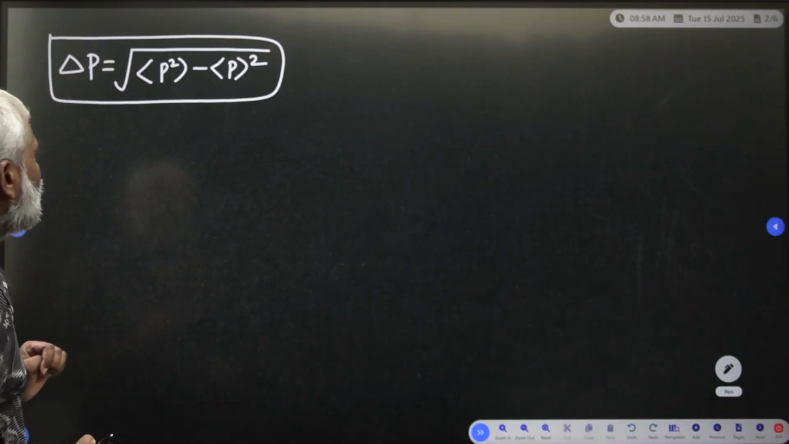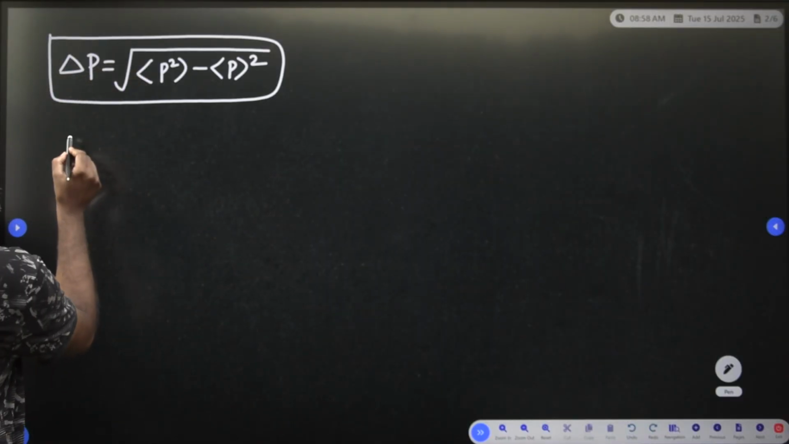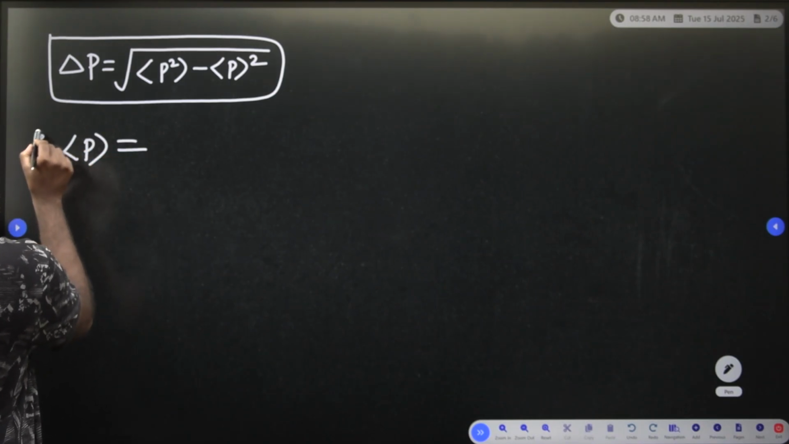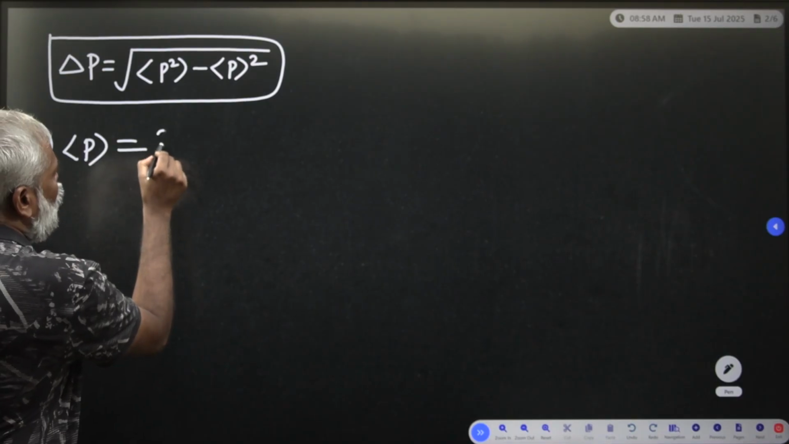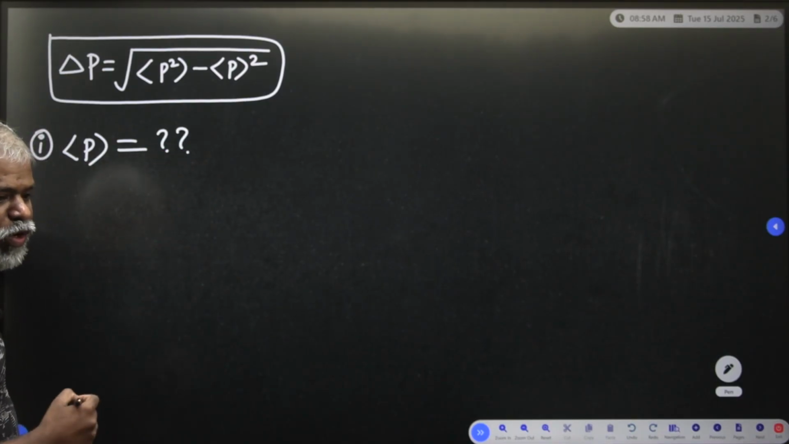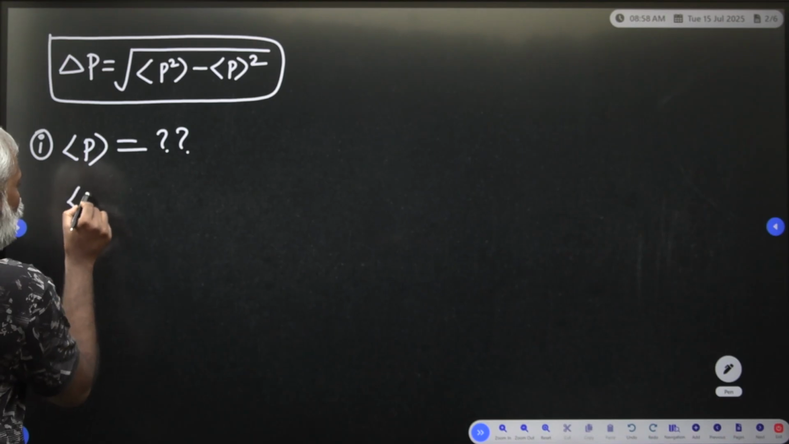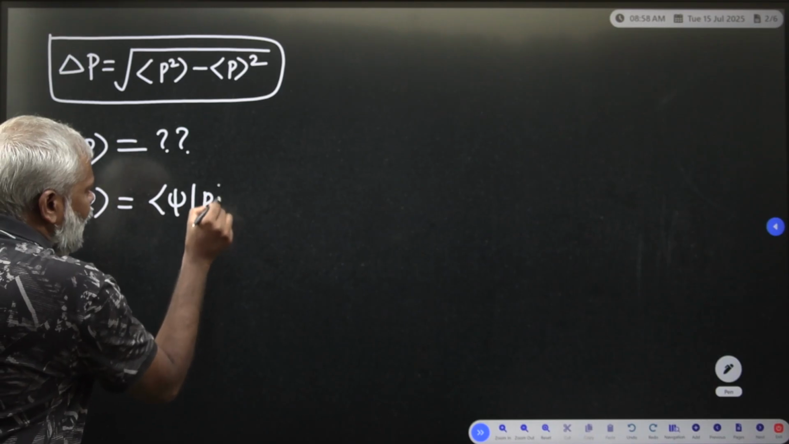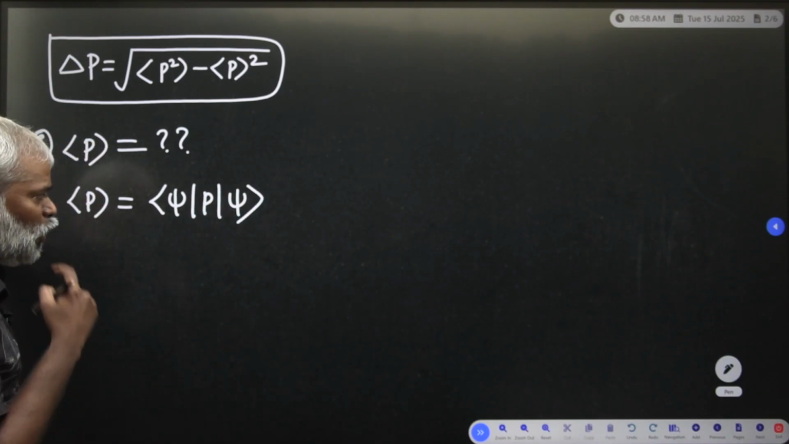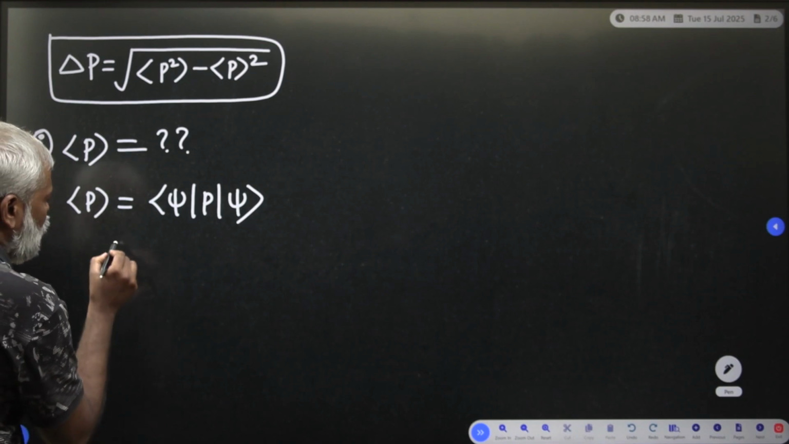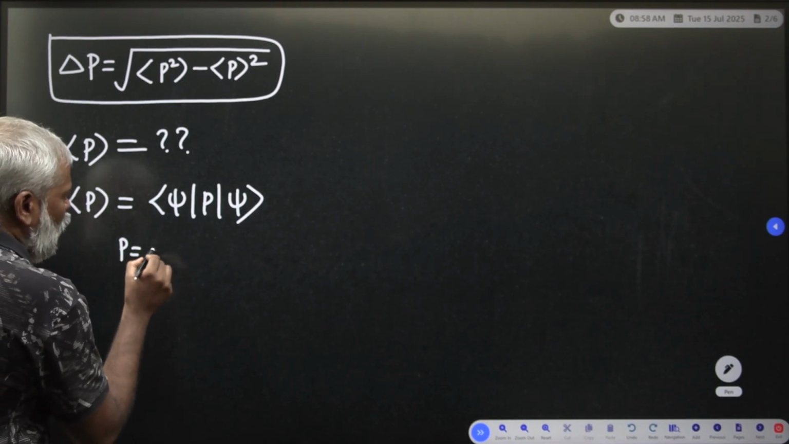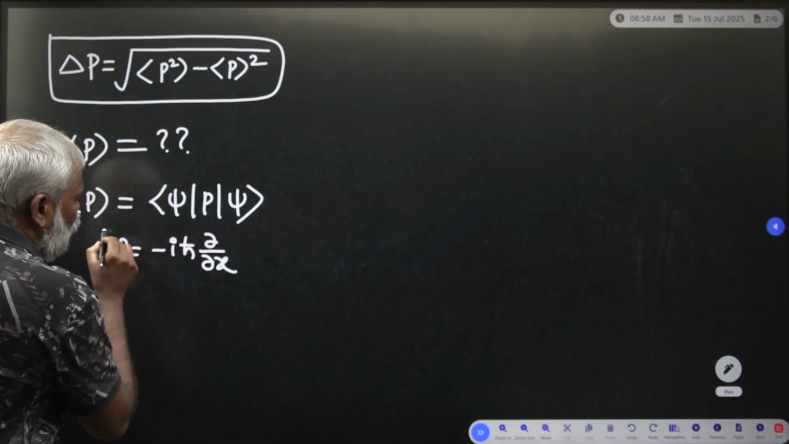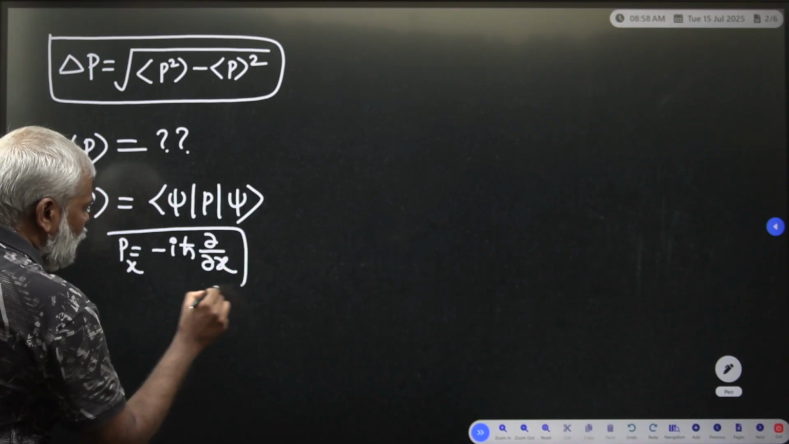This is the formula. First we need to calculate the expectation value of p. We know that the expectation value of p is equal to bra psi p ket psi. But you know that p is equal to minus i h cut into dou by dou x. For one dimension, you write it as p x.